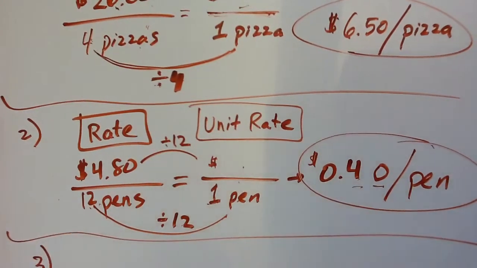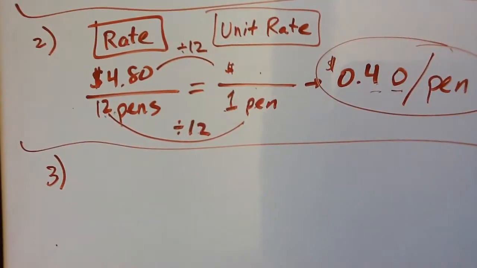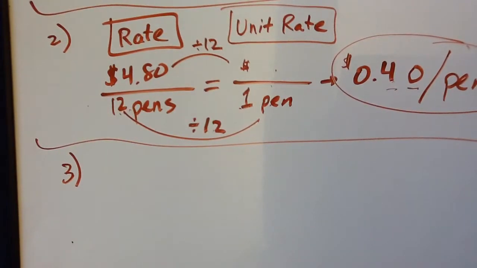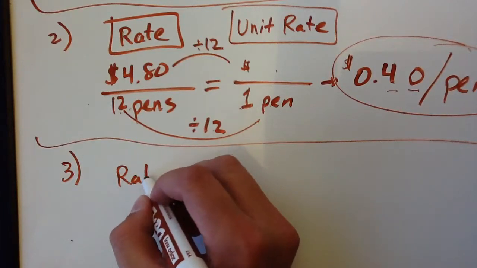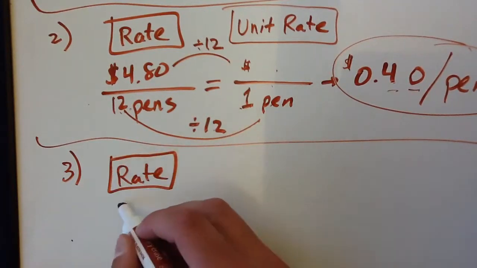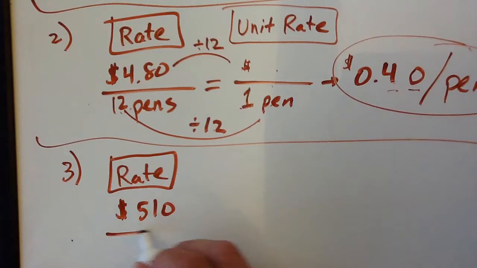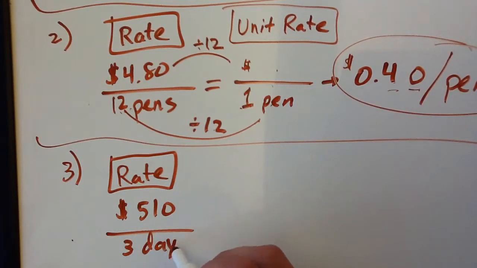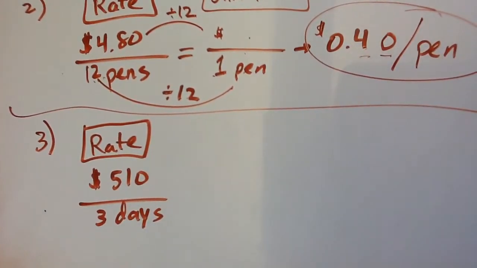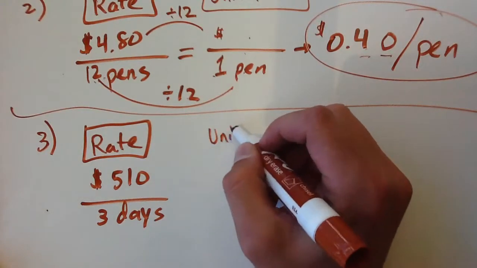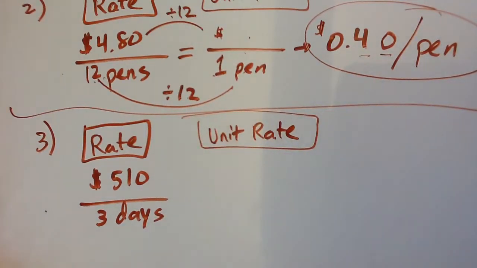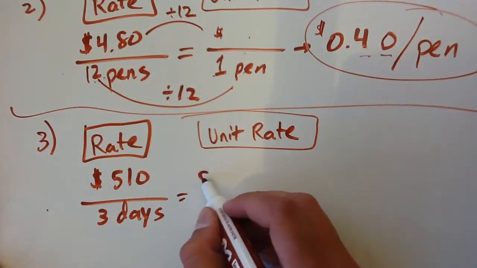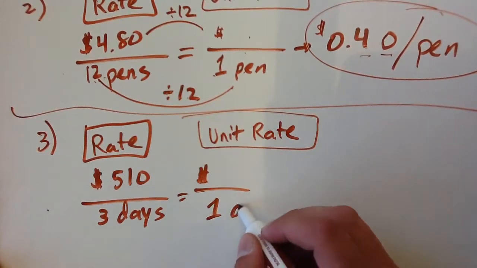Okay, number 3, it says on your paper, Tyler made $510 refereeing a 3-day basketball tournament. How much money did Tyler make refereeing per day? Per day. So first, let's write the rate that is given to us. We are told that Tyler made $510 for 3 days, right? So that is the rate, $510 per 3 days. And we want how much money he made per day, or we want the unit rate, right? Because we want to know how much money he made for 1 day.